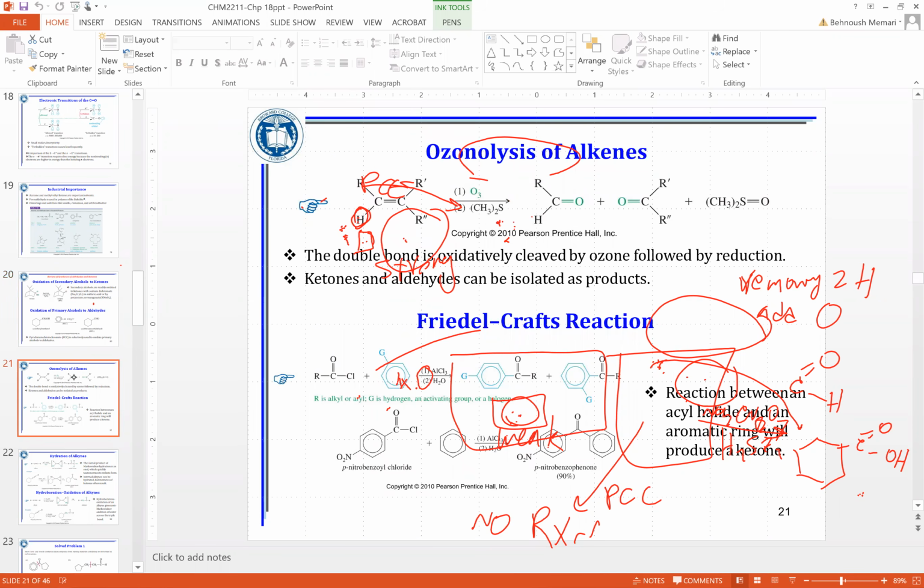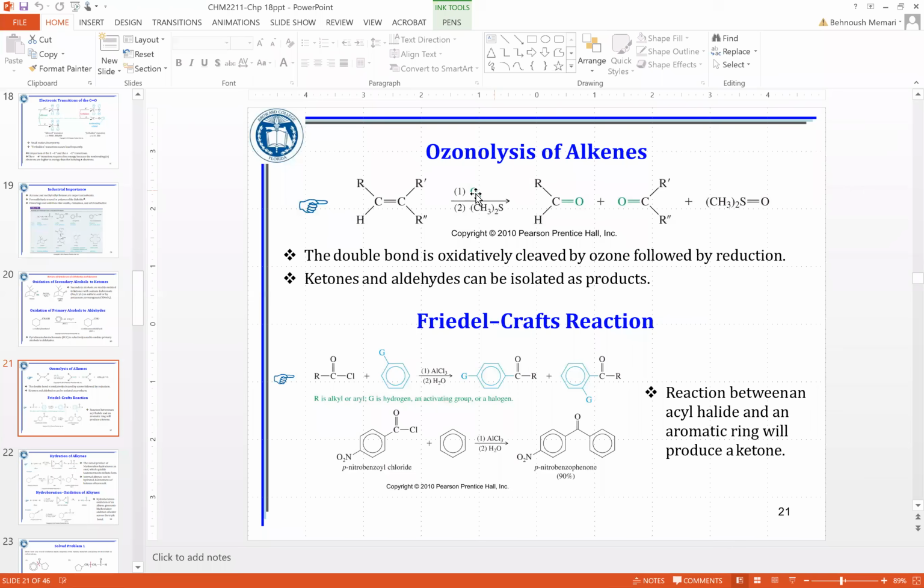Questions? Okay, we are still in the preparation of alcohols, and we want to find out what are the other methods that you can prepare aldehydes or ketones.